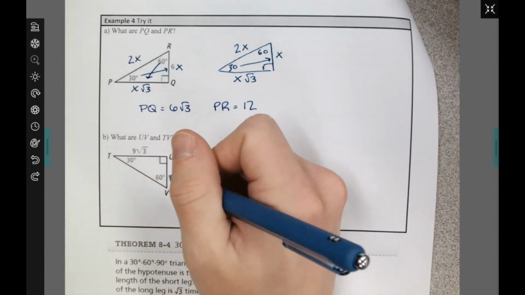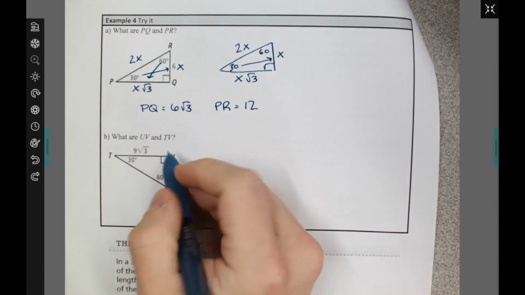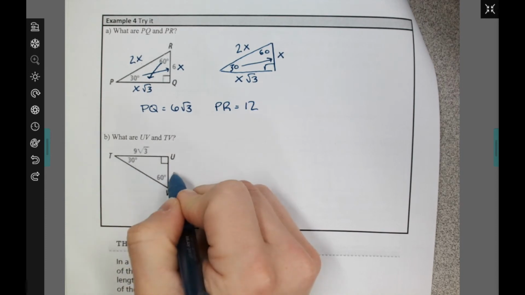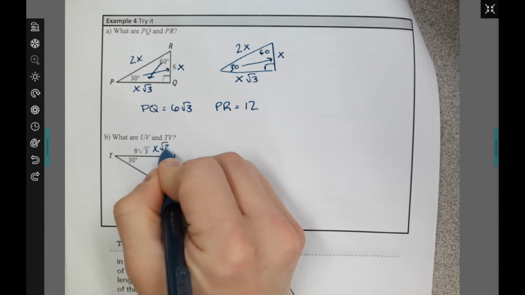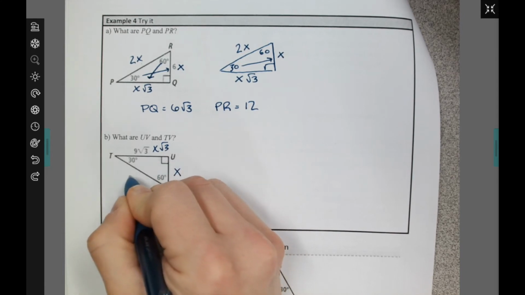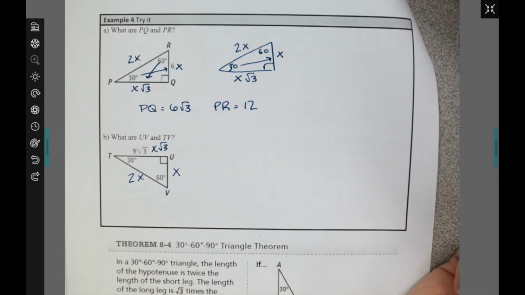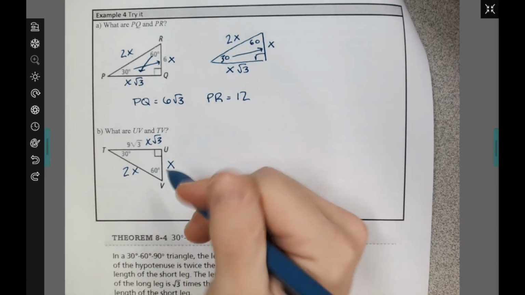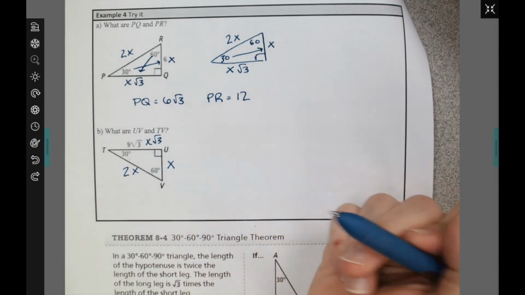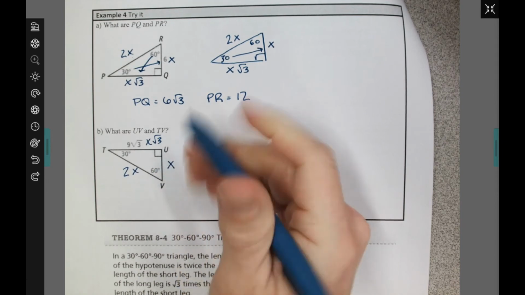Okay, so on B, 30, 60, 90 again, let's go ahead and label sides. Across from the 30 is my x, across from the 60 is x square roots of 3, and across from the 90, so my hypotenuse, is 2x. All right, the key to these problems is you always want to work your way down to x first, okay? Always work your way down to the small side first. So that would be UV.